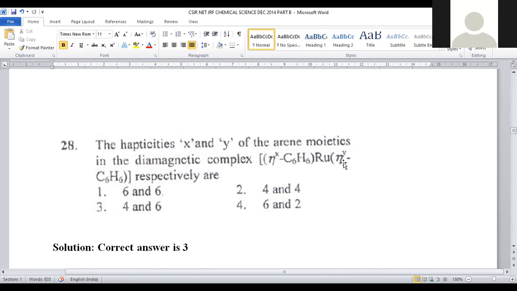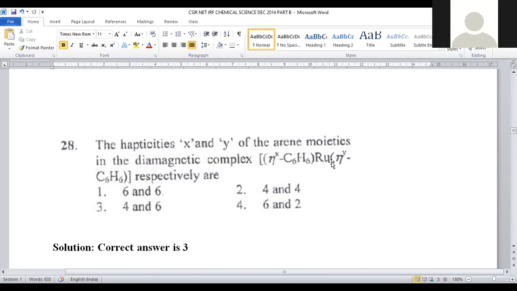Neta 2 denotes what? Only 2 electrons will be contributed by the second benzene. Being a 6 pi electron system, not all the electrons will participate in the bond donation, right? Because so many electronic factors will play a role in stabilizing the molecule. The ultimate condition required is that the final product should be highly stable in nature. How will it become stable?